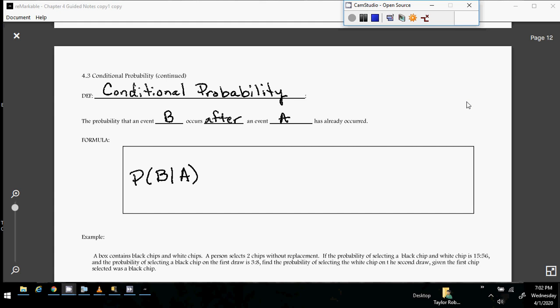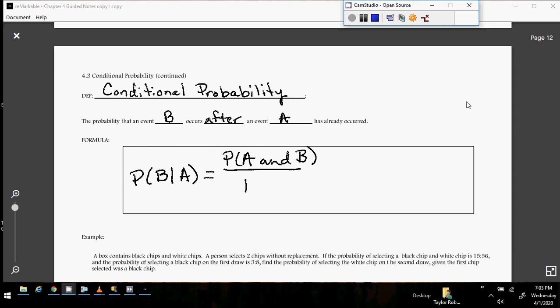Alright, so the equation for this is probability of A and B, so the and goes on top, over the probability of A. Now, how do you remember which one goes on the bottom? Well, if you look at this right here, it looks like B divided by A. Just remember that A is on the bottom. Another way to think of this is that it's going to be probability of both over probability of the first, whichever one is the first to happen, or the given one.